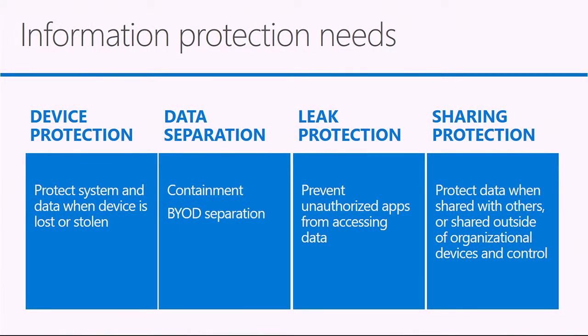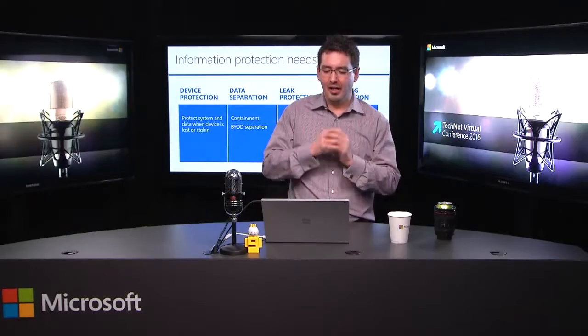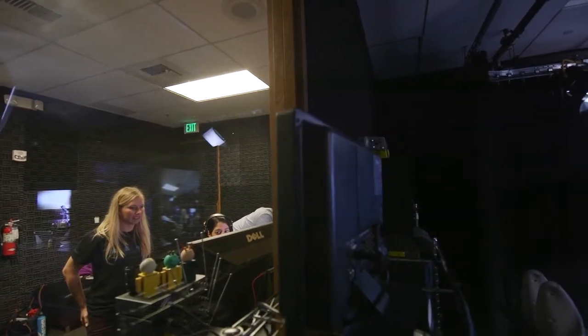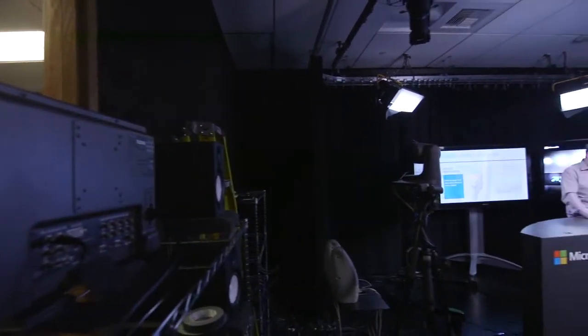So what we're going to do inside Windows 10 is we're obviously protecting the devices, we're protecting the system and data if that device gets lost or stolen. We also have data separation, containment, bring your own device separation. From a leak protection point of view, we're going to prevent unauthorized apps from accessing data. But we can still make it so that you can share data out using the Windows Azure Rights Management Service.